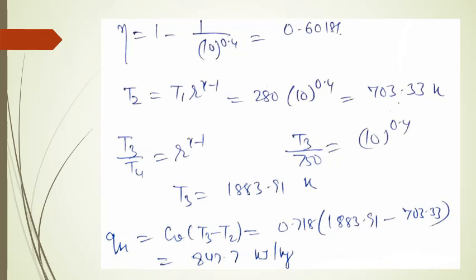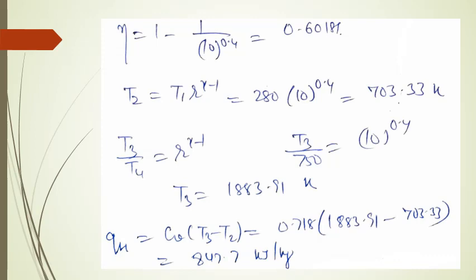Now we find out the efficiency of the Otto cycle by the formula 1 minus 1 upon r raised to power gamma minus 1, and that comes out to be 0.60189. Now the value of T2, which is equal to T1 into r raised to power gamma minus 1, comes out to be 703.33 Kelvin. Now T3 upon T4 is equal to r raised to power gamma minus 1. So by this expression we calculate the value of T3, which comes out to be 1883.91 Kelvin.